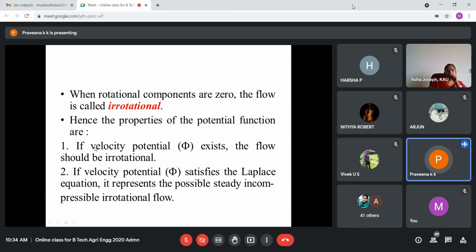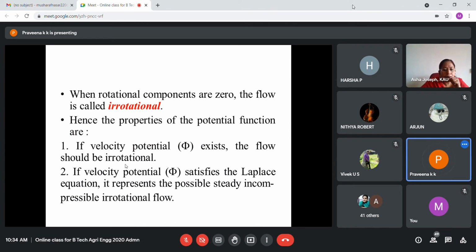The first property is that if velocity potential exists, the flow should be irrotational. If the flow has a velocity potential or a phi value, then the flow should be irrotational. And if the velocity potential or the phi value satisfies the Laplace equation, then the flow will be steady, incompressible, irrotational flow. These are the two properties of potential function.